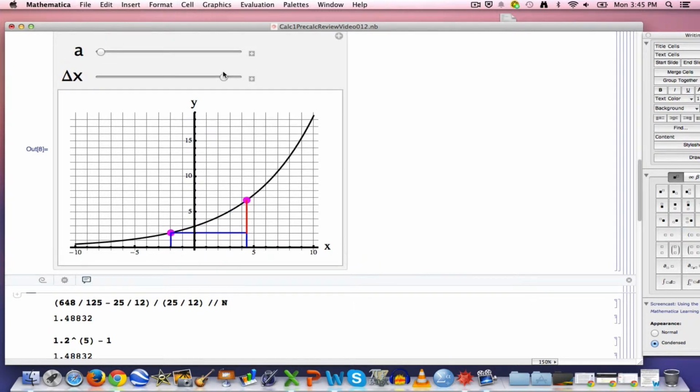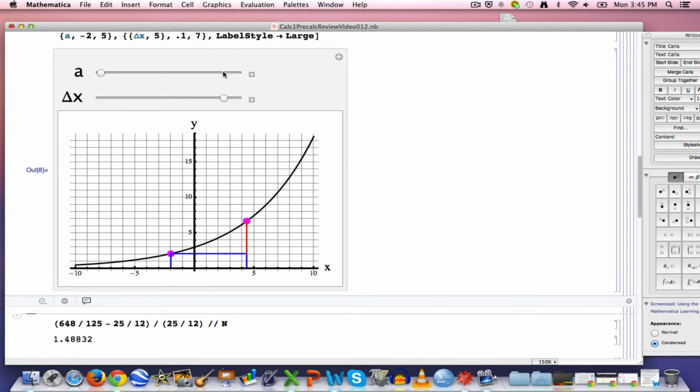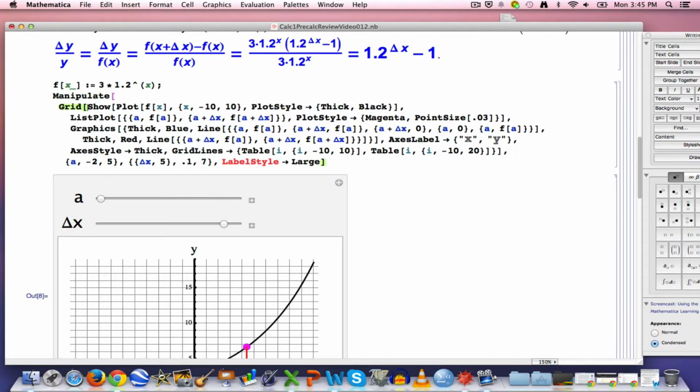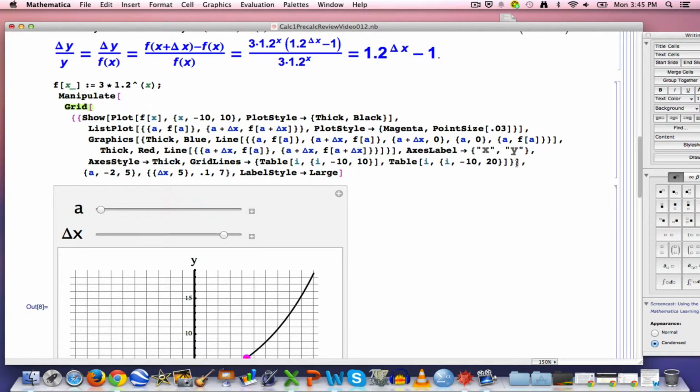Okay. It would be nice to make this even more ideal to see the value of the relative change, either as delta y over y or as 1.2 to the delta x minus 1. What is the relative change? It would be nice to see that in this picture. That's where grid comes into play. I'm going to put the grid around the show, but still inside the manipulate.